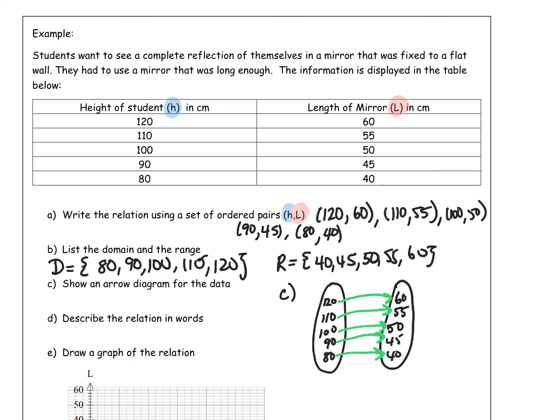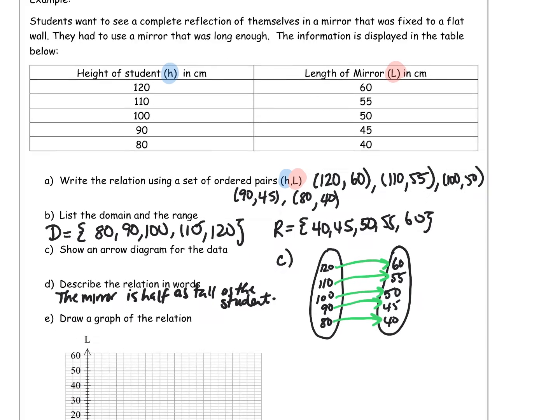Describing the relation in words. So if we look at the numbers, we're trying to figure out how can I get from my height to my mirror length, or vice versa. So if you notice, height of 120 needs a mirror of 60. We could say that the mirror must be half as tall as the student, or you could say that the student is twice as tall as the mirror. They mean the same thing, right? So let's just write the mirror is half as tall as the student. Okay, so that's describing the relationship in words.